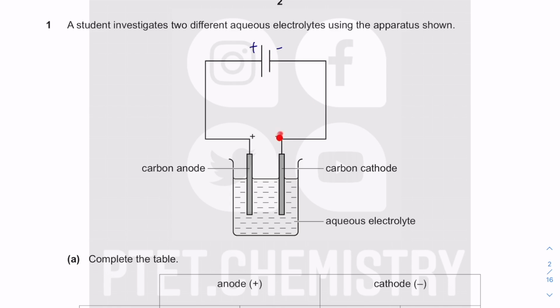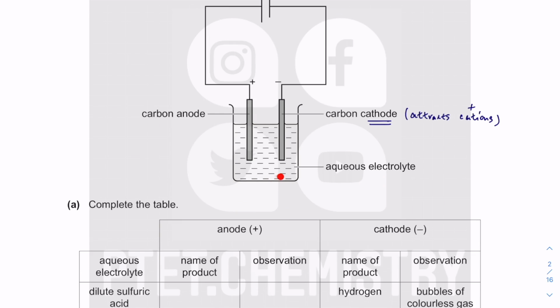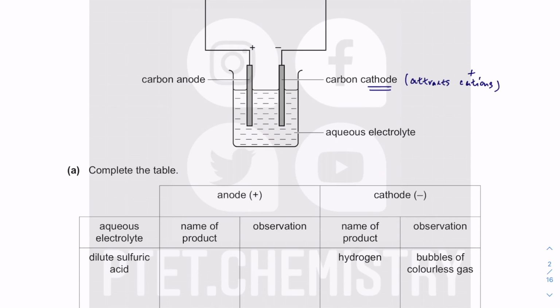The minus electrode attracts positively charged ions, which are called cations. So the negative electrode is automatically called the cathode, because it attracts positively charged cations. Therefore, it serves as the negative electrode. An electrolyte that can conduct electricity consists of the ions that you're going to do electrolysis on.